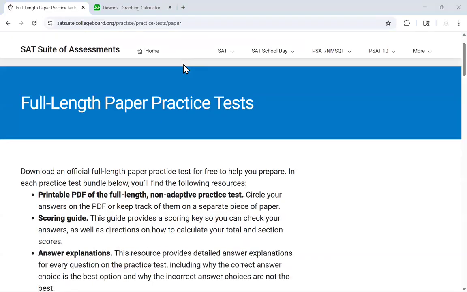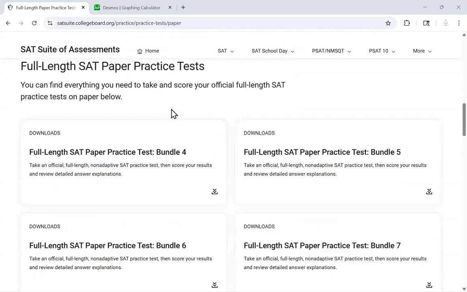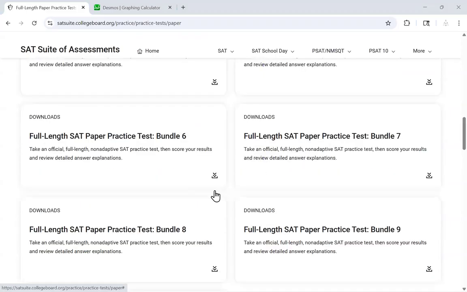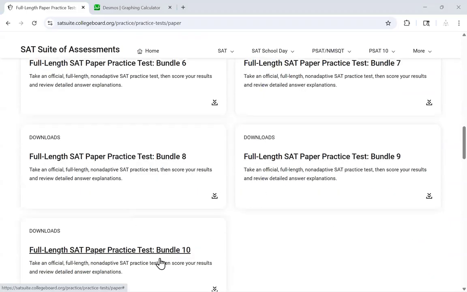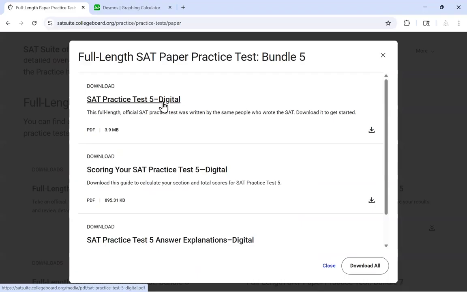Once you get to that website, you can see some full-length practice tests. There used to be bundles 1, 2, and 3, but as of February of 2025, they've eliminated those, and the only bundles left are 4, 5, 6, 7, and then there are added bundles 8, 9, and 10. We're covering the practice test in bundle 5, so that's practice test number 5. You can download the PDF. There'll also be a link to that PDF in the video description.